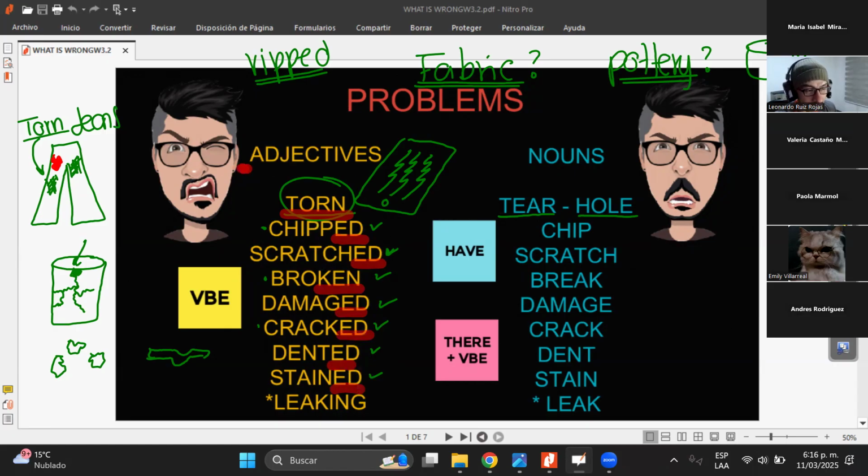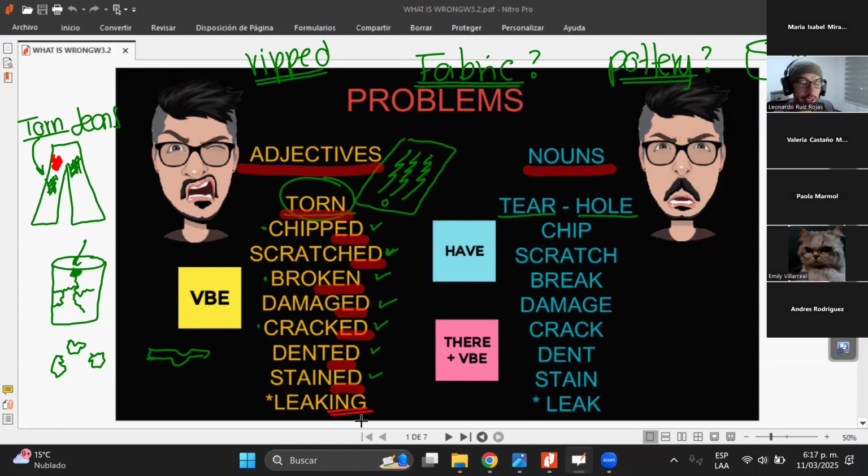Yes, that's the adjective. If I want to do it as a noun, it's a similar word, but not in past, but the simple form of the word. Like it's a line, one of the lines that is on the problem. Scratch, yes, like rayón. Break, damage. Crack, not in past, just the same word, but not in past. Dent, como abolladura, right? Stain, it's the spot, the piece of clothing which has a spot. That's it.